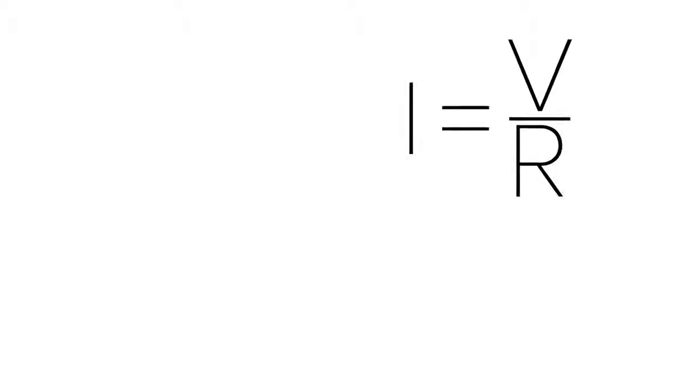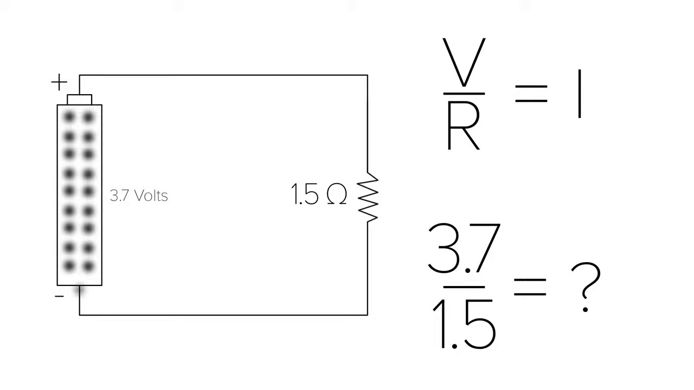Now that you understand the different variables, let's try a little math to calculate the amperage of different resistance coils. Here is a circuit with a battery at 3.7 volts and a coil with a resistance of 1.5 ohms. In order to find the amperage, we simply divide the voltage by the resistance. Dividing 3.7 by 1.5 will give us 2.47 amps. This is the rate at which the electrons flow through the circuit and back into the battery.